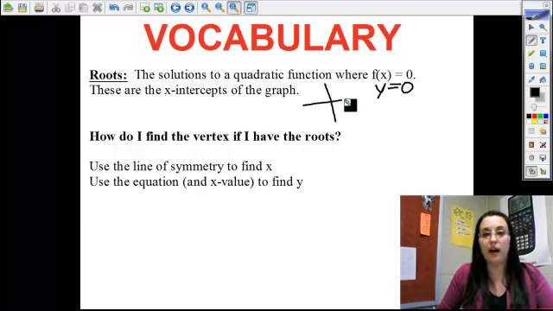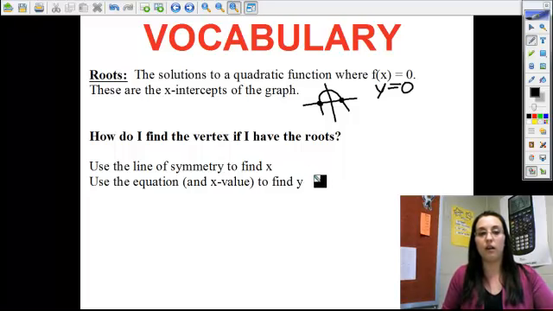So if you think about a graph of a parabola, when y equals 0, that's going to be right along the x-axis. So that's these two spots. Those are called the roots. And so it says, how do I find the vertex if I have the roots? I've just got these two steps. I want you to jot them down. We're going to go through it in a minute.